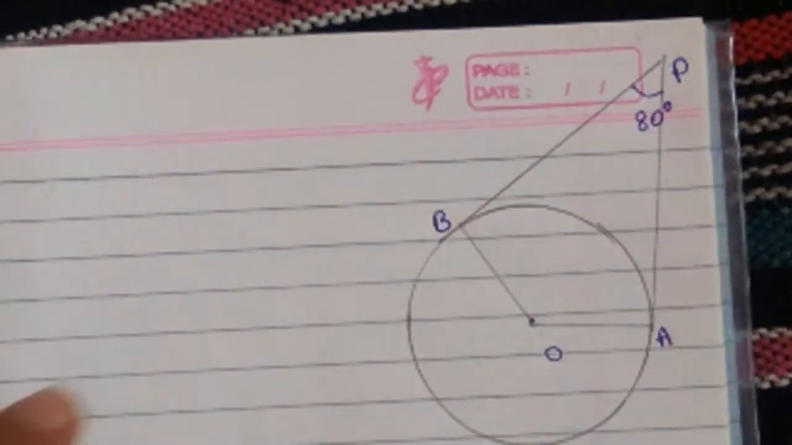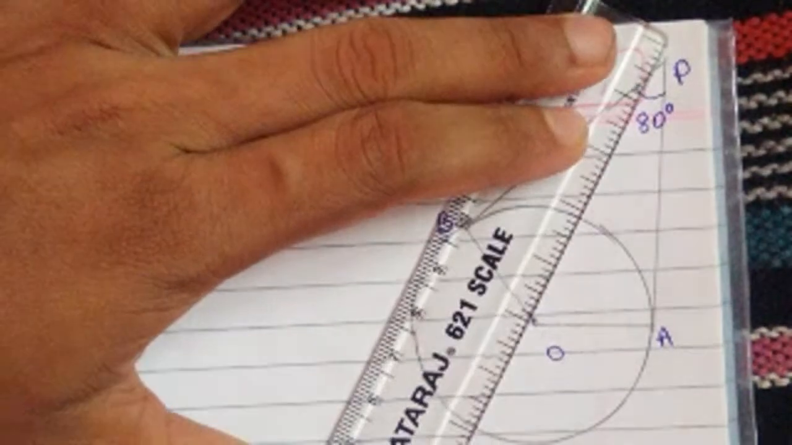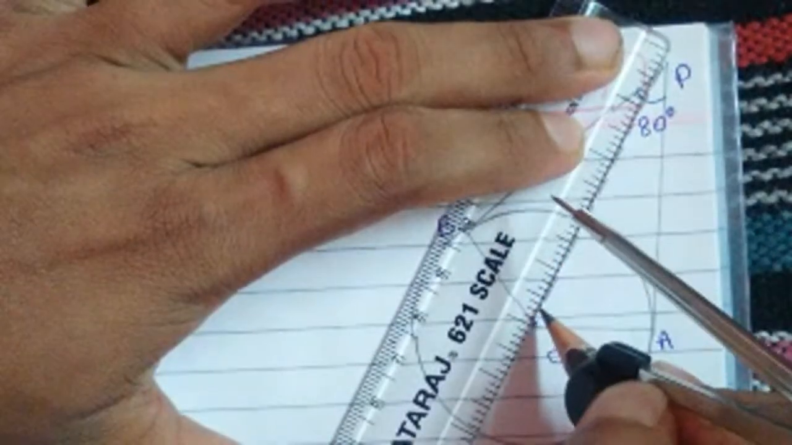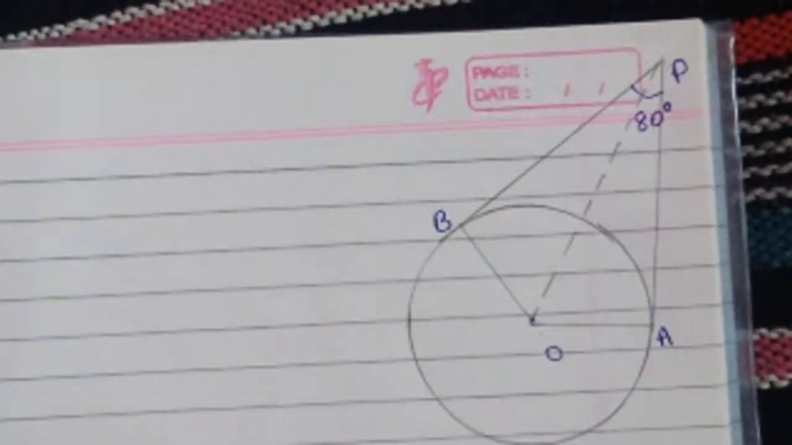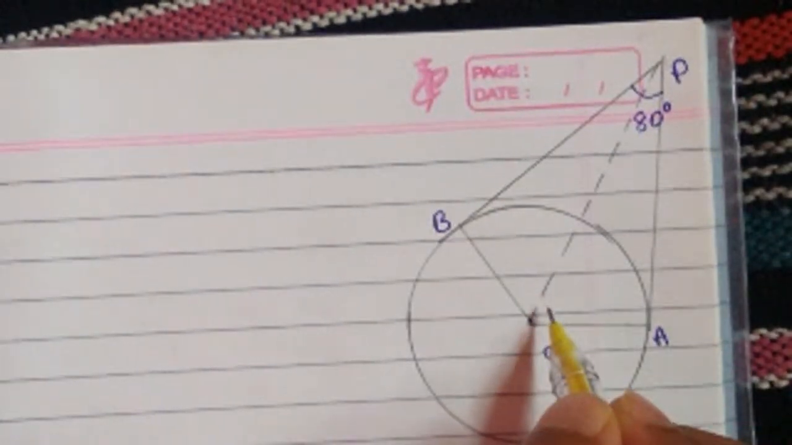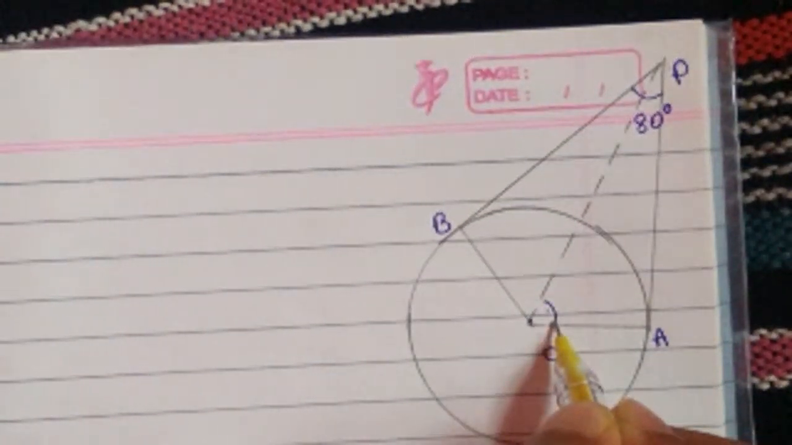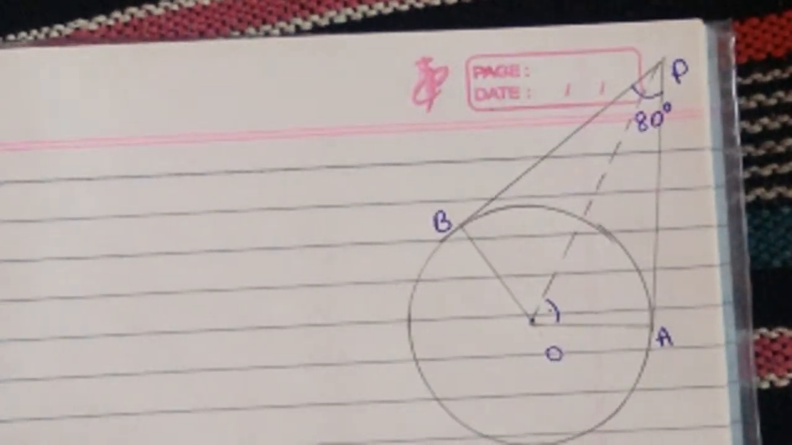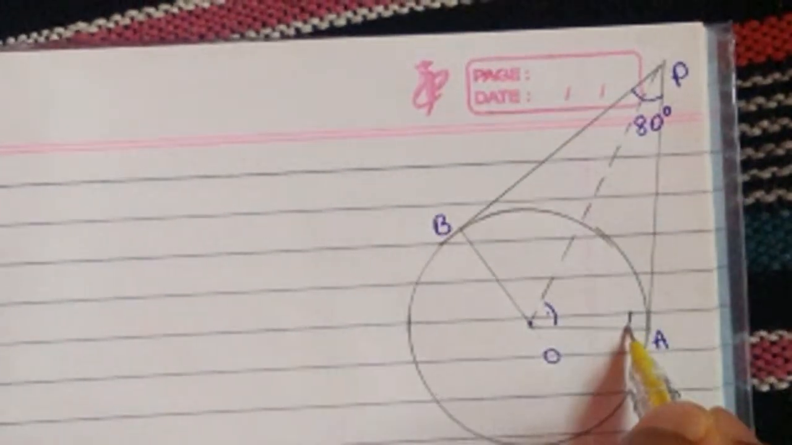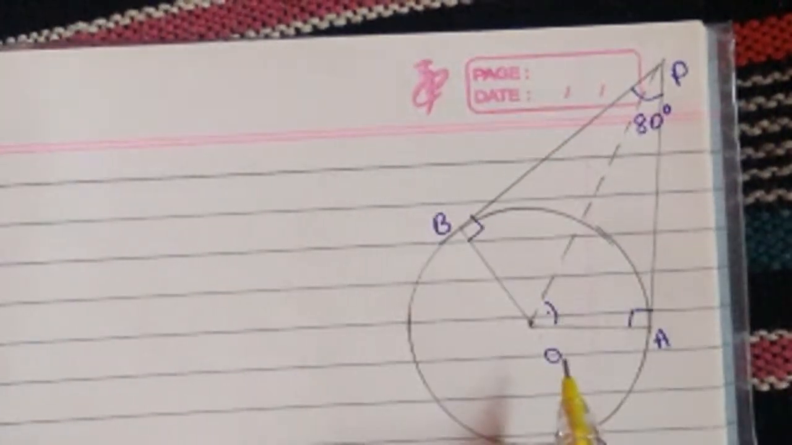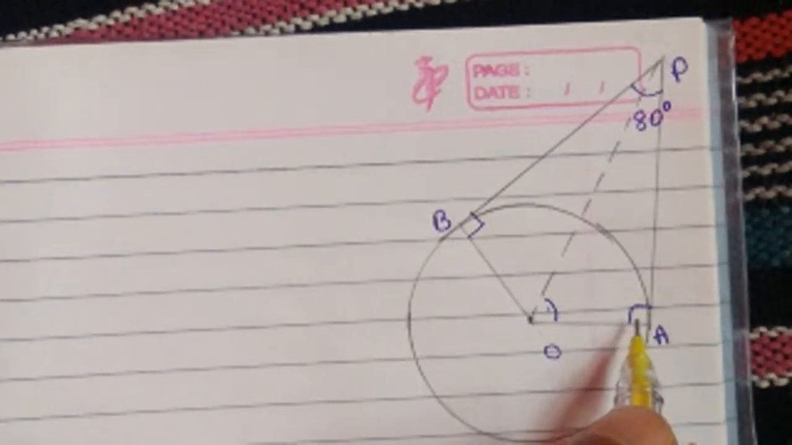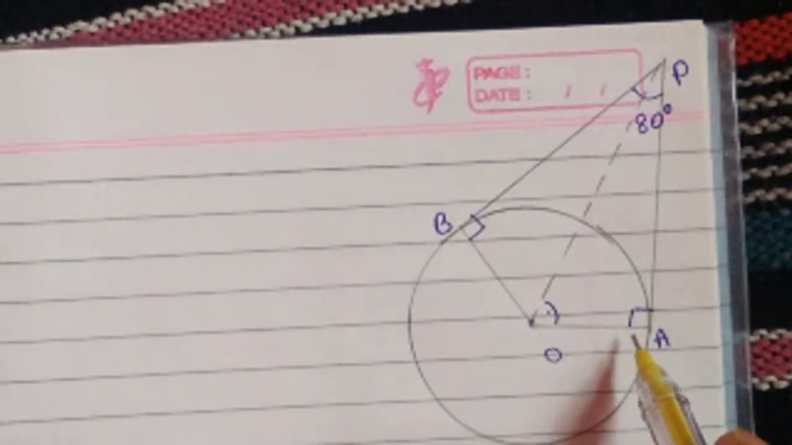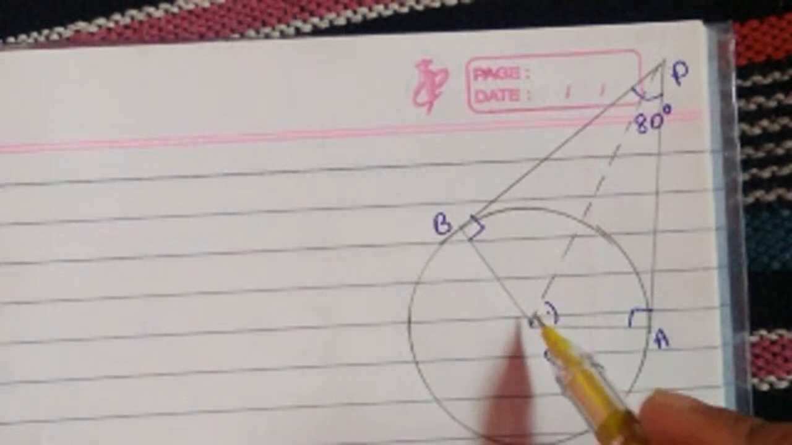POA, that means we have to draw one imaginary line here. Now we have to find out angle POA, that means this angle. So for that we'll use the previous topic, that the tangents are perpendicular to the radius. PA is one tangent and that is perpendicular to OA, and similarly PB is the tangent and that is perpendicular to OB.